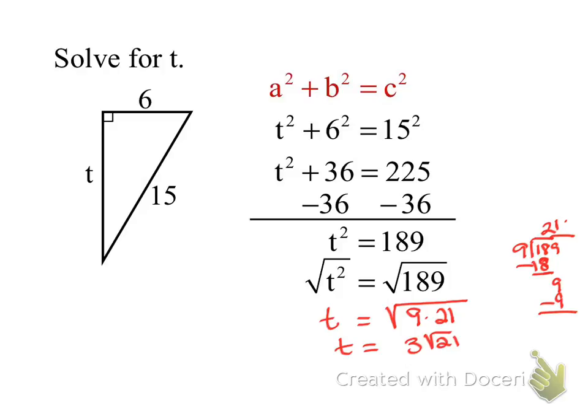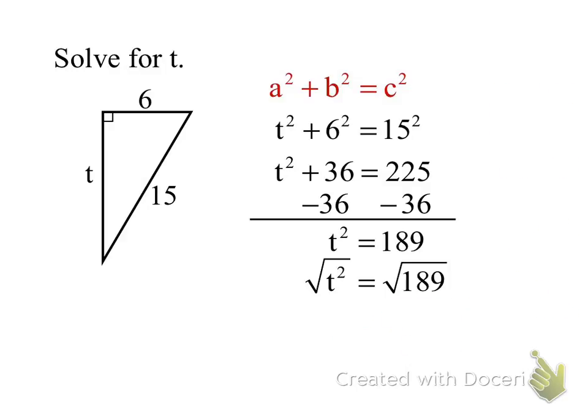Or radical 189 falls between 169 and 196. 196 is 14. This is 13. This is about 13.8, 13.7. I will be okay with that. I like closest tenth. Round to the nearest tenth. As soon as you round, you have to put the about sign.